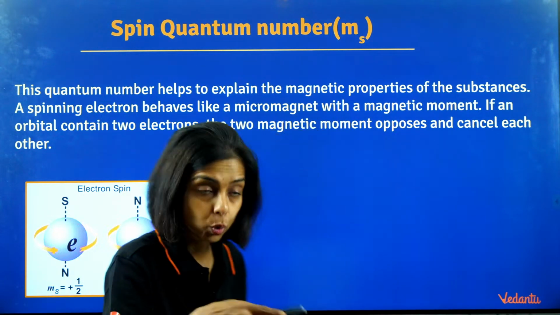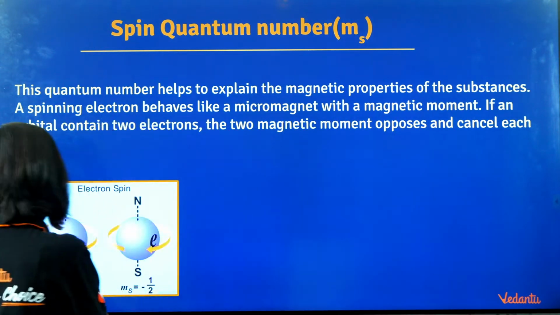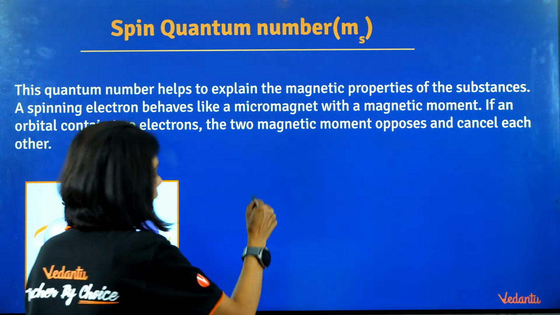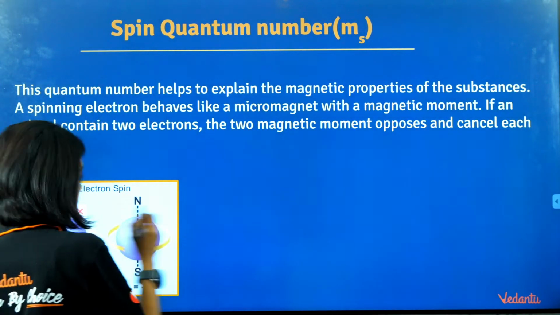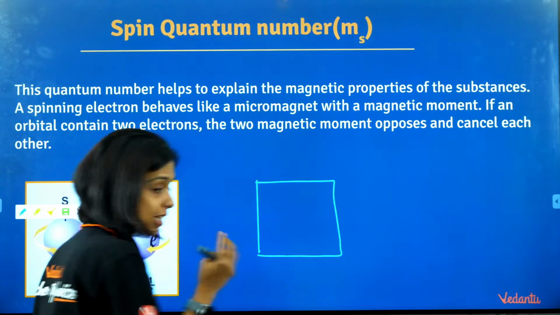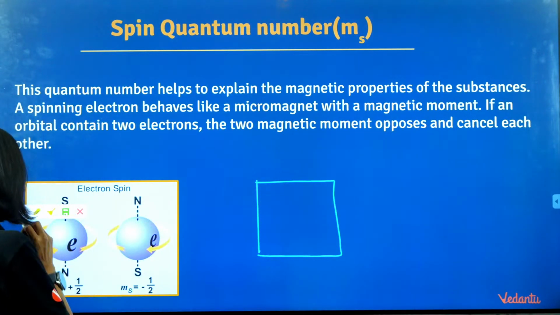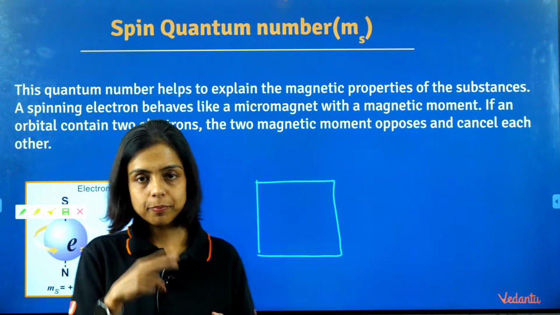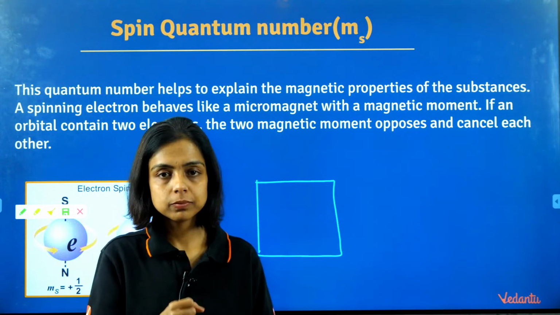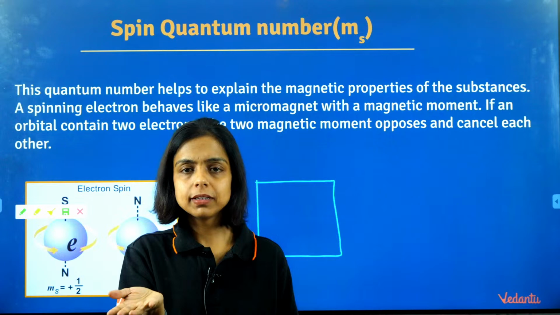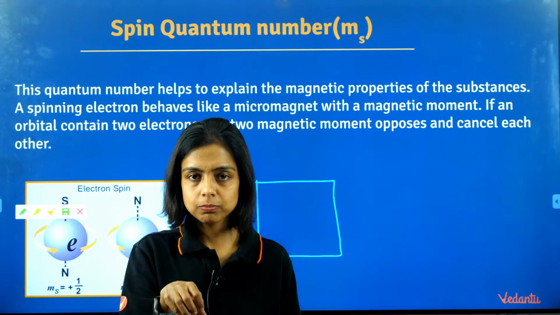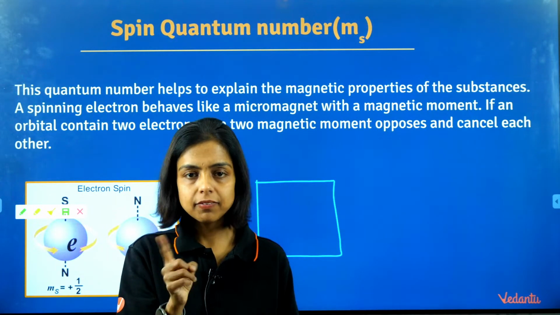As I just told you, in an orbital I can fill a maximum of 2 electrons, right? So for these 2 electrons, I have 2 electrons in the same house. They have the same shell, just like you and your siblings living in the same house.